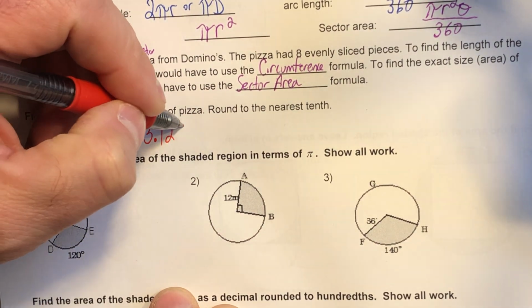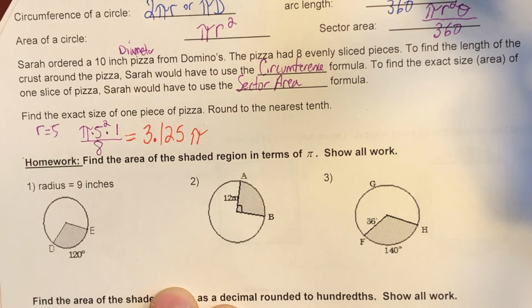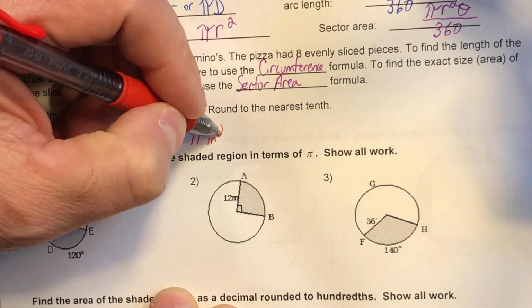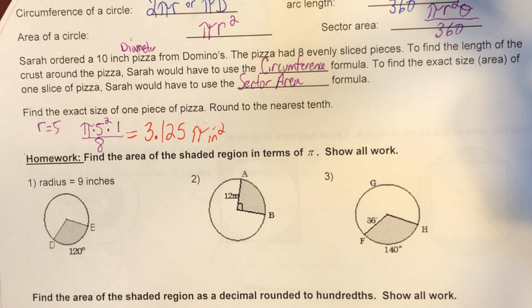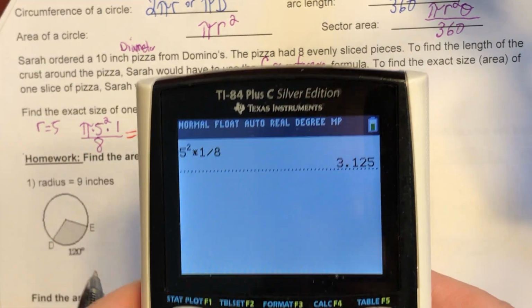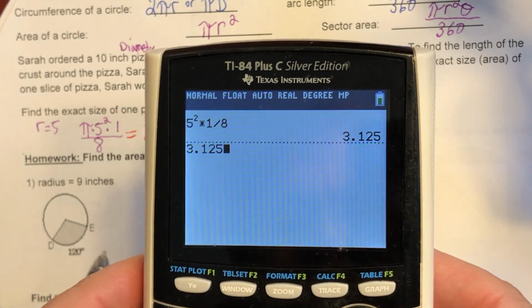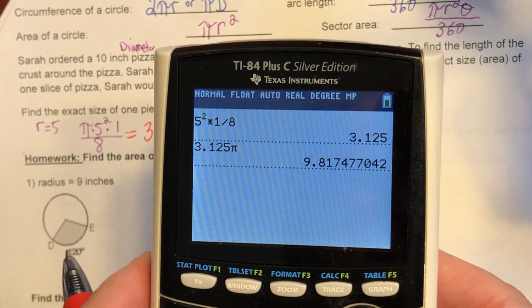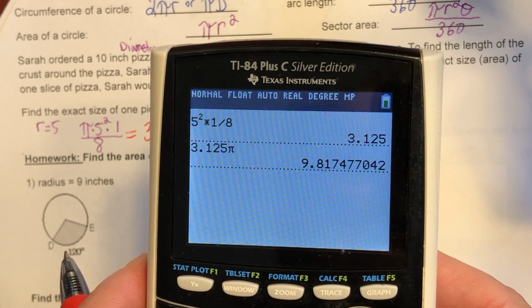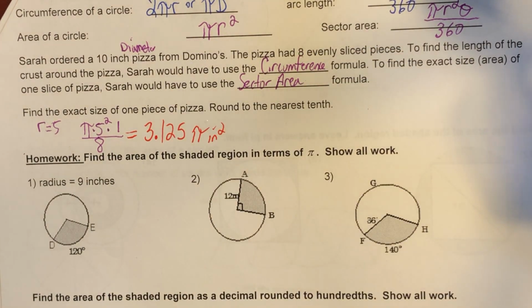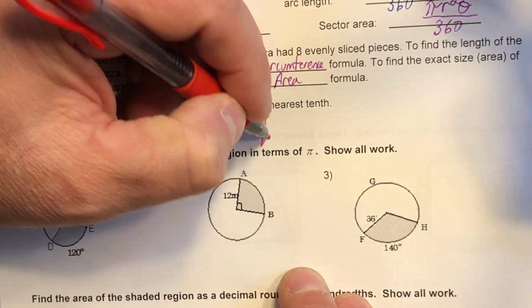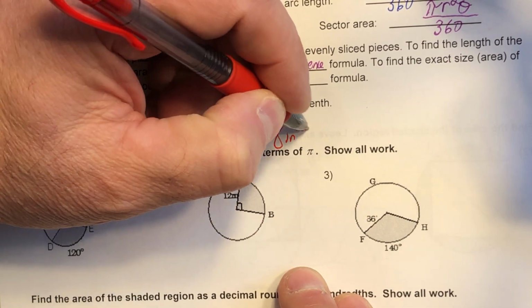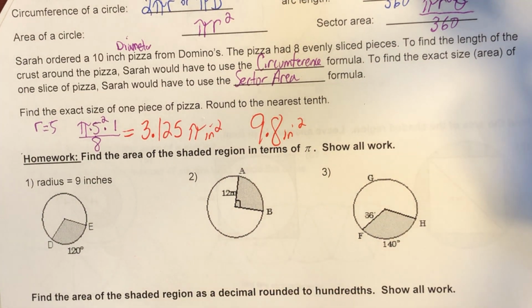3.125 pi inches squared. Now I'm going to round that to tenths. 3.125 pi. Enter. 9.8 inches squared. All right?